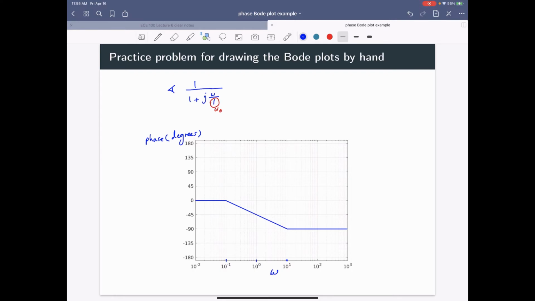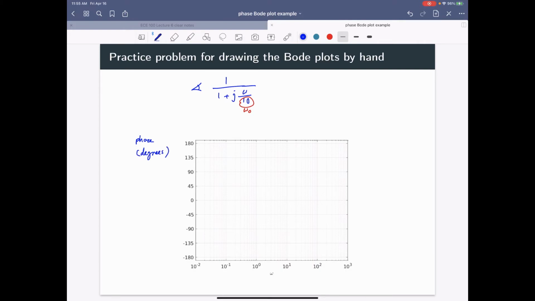Next, I'm going to draw the phase graph for the second function. All right, so the other one, I want to find the angle of this function, 1 plus j omega divided by 10. And this is the omega naught value here. We are plotting the phase in degrees.